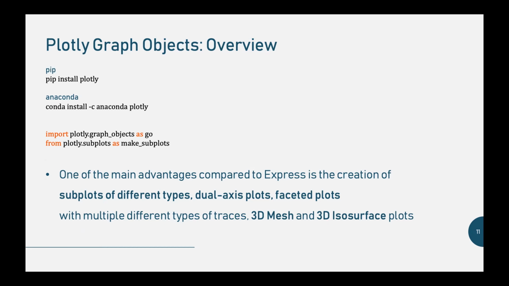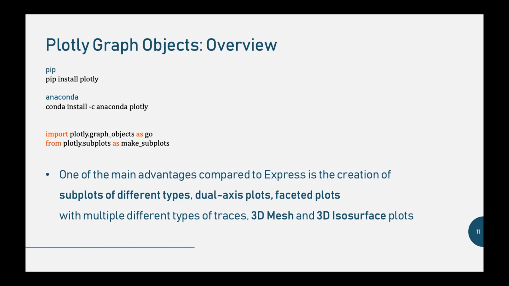Basically, everything which we have seen in Express is more or less done on graph objects, but Express is some kind of upgrade. So Express is using all of the data libraries of graph objects. And yeah, just a really brief overview of how we can import graph objects. And one of the main advantages for graph objects in comparison to Express is that we can create a lot of subplots, really similar to what we have already seen in Seaborn.